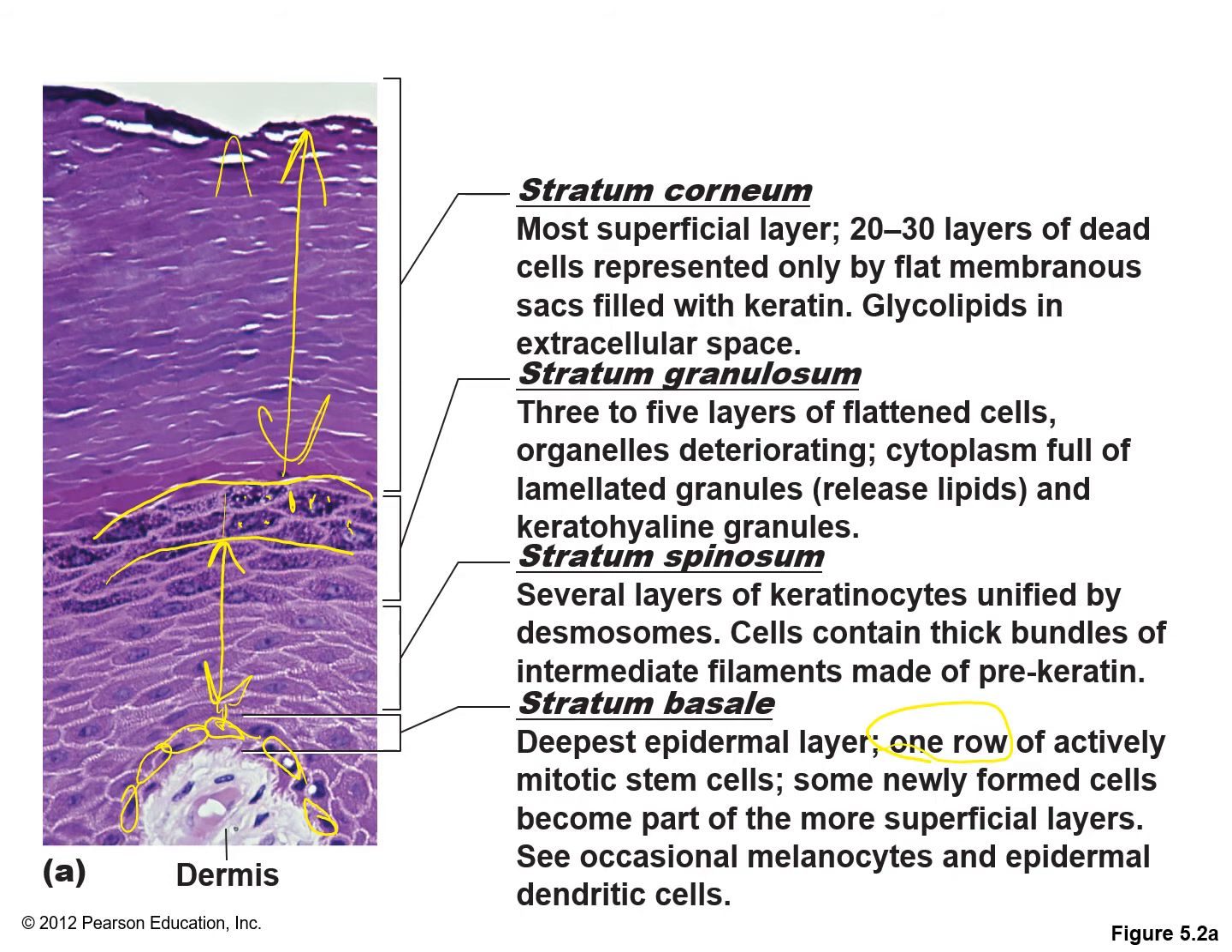And then on the top we have dead cells, right? Stratum corneum, about 20–30 layers. And cells are dead. They are only represented by flat membranes that are connected to each other, filled with the keratin, and we have glycolipids in extracellular space. So stratum corneum is the one that is constantly shed from your skin, and then new synthesized cells in the stratum basale move up to the upper layers here, right, replacing those cells that you're constantly losing.